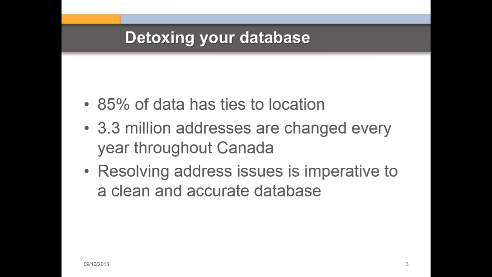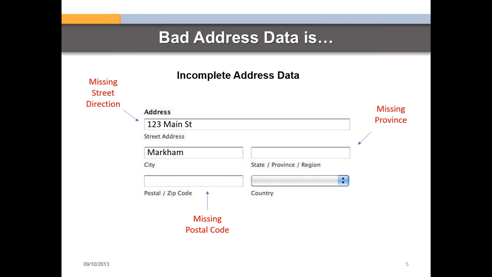So in order to begin detoxing your database, you have to find a place to begin. Now the first step is knowing where to actually start this process. Since about 85% of data has ties to location, most often the address, this is a great place to begin. Now there are approximately 3.3 million addresses changed per year within Canada. We'll cover a few of these changes later on, but they can be municipality changes, postal code changes, and so you want to ensure that this information is correct and up to date in order to have a quality database. Resolving these issues is imperative to that cleansed address database.